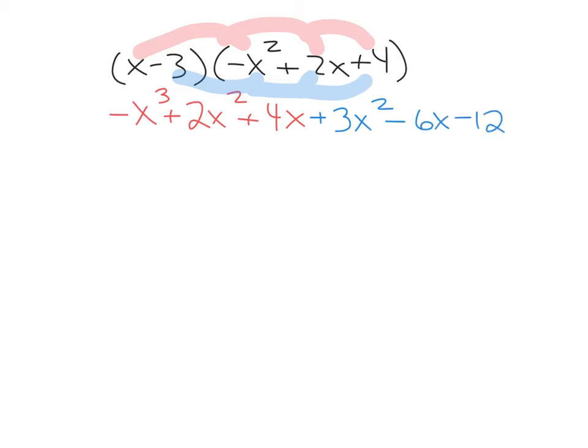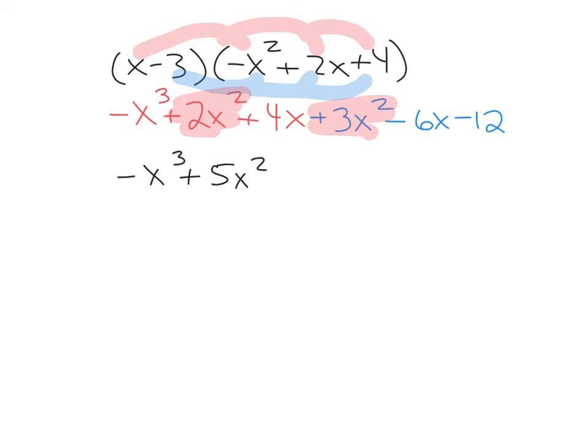Now, looking at this right here, we're going to go ahead and combine like terms like when we did with adding and subtracting, okay? And notice there is nothing for the negative x cubed to combine with, so we will leave it as is. But the 2x squared does have something to combine with. This right here can combine with this right here, the 3x squared. So that in turn is going to give me a 5x squared.